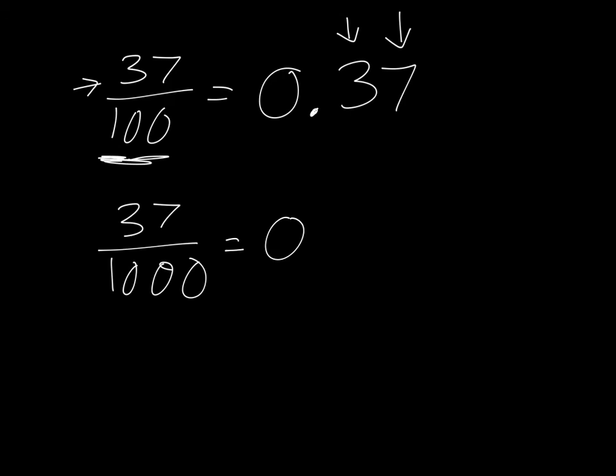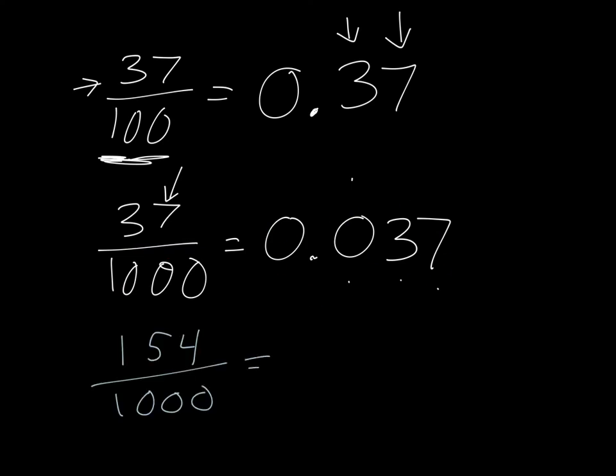Okay, well, again, I have 0 ones, and I have 37 thousandths, so my 7 has to be in the thousandths place. And I know it goes tenths, hundredths, thousandths. So my 7 has to be in my thousandths place, my 3 is going to be in my hundredths place, and I have a 0 tenths. So 0 tenths, 3 hundredths, and 7 thousandths. And again, we read this exactly the same. 37 thousandths, 37 thousandths. Last one, 154 thousandths.